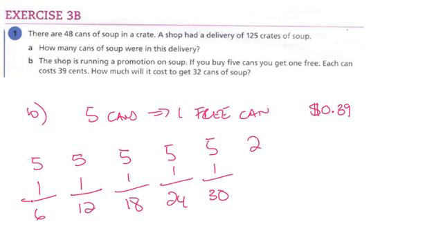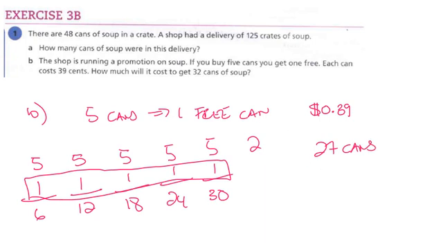So we've got 5, 10. These are the free cans, which obviously we do not pay for. 5, 10, 15, 20, 25. That'll be 27 cans. And each can costs 39 cents. So 27 times 39 cents will give us the cost of 32 cans of soup.